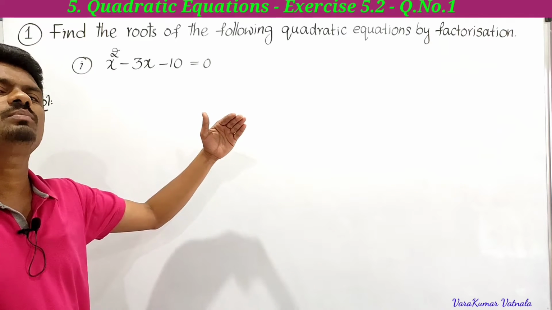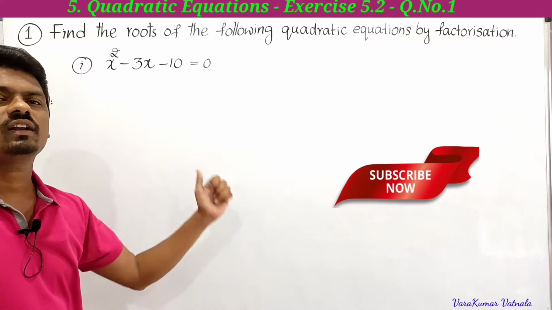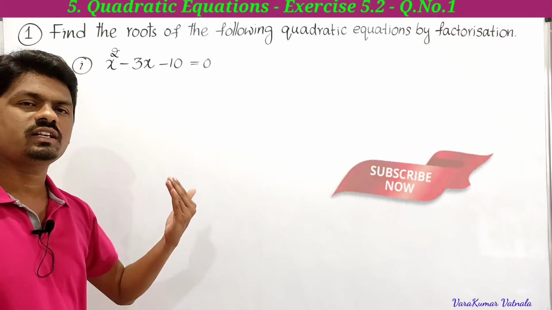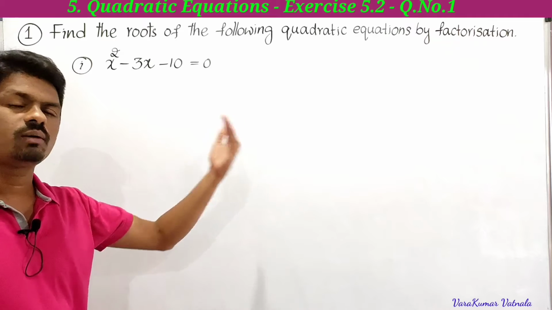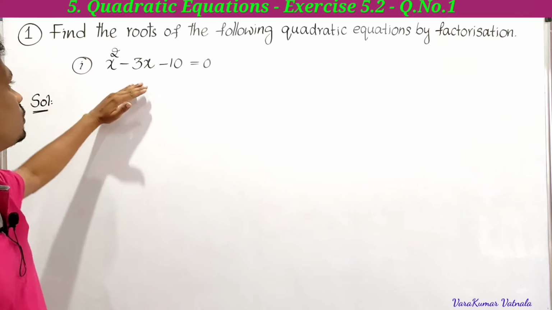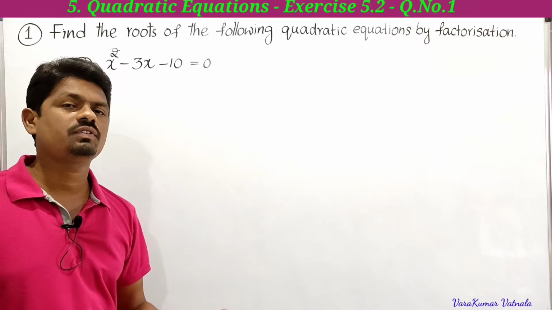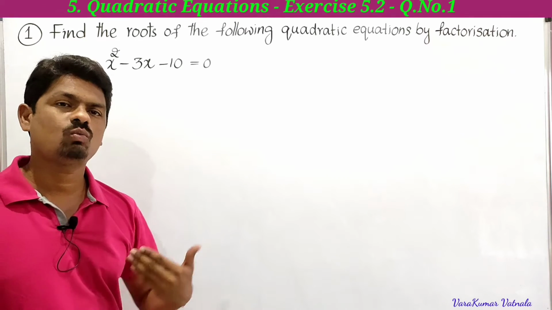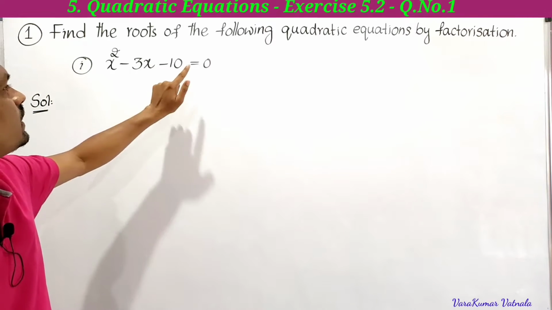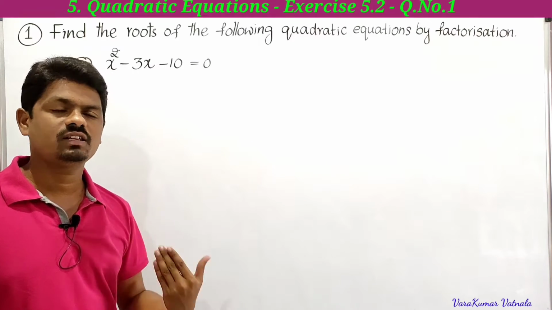We have two methods to find the roots of quadratic equations: the factorization method and the completing the square method. In the 5.3 exercise, we will do problems using the completing the square method, but here we have to find the roots using the factorization method. This is the first bit in the first problem. Totally we have 9 bits in the first problem, and we have to solve them one by one. See here what is given: x square minus 3x minus 10 is equal to 0.